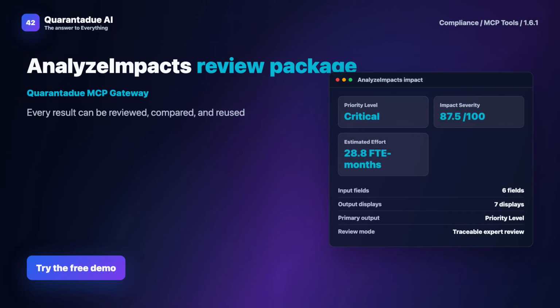The value of Analyze Impacts is not just automation. It is a controlled way to turn repeated compliance work into a documented business process with clear inputs, transparent logic, and reusable outputs.